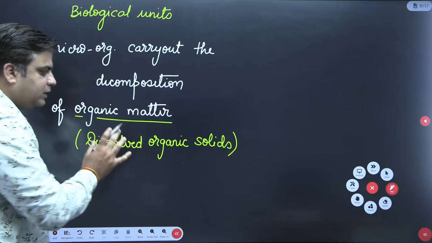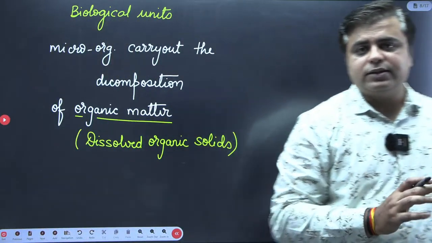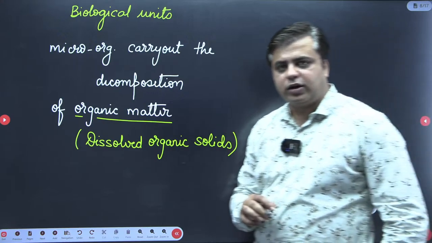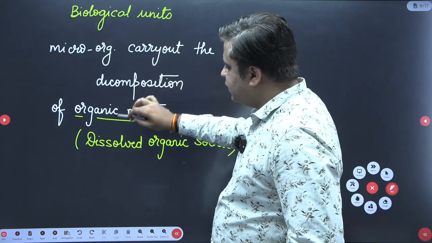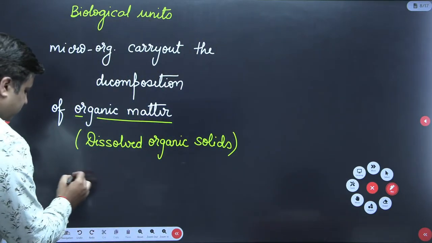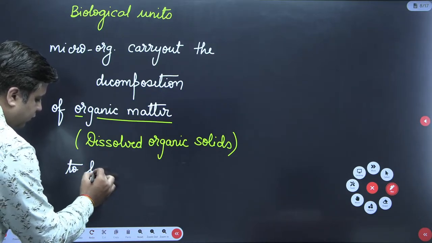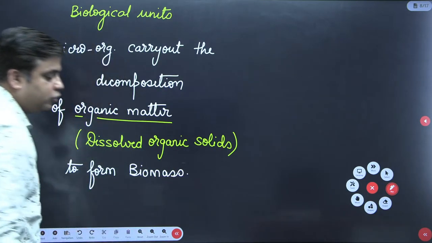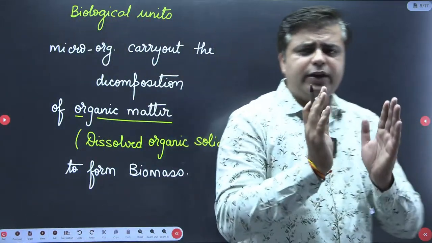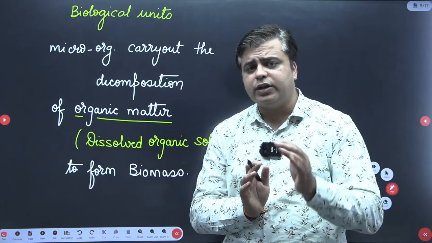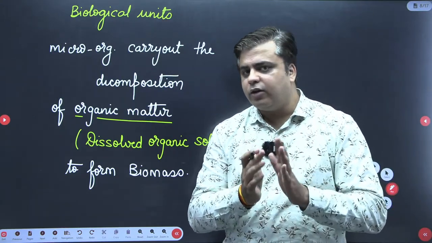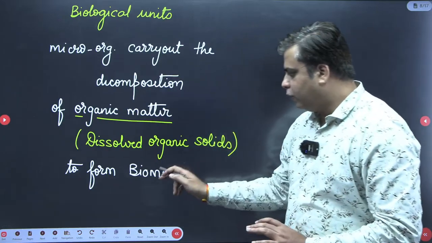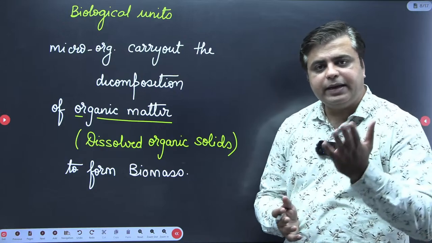Okay, so this is what is happening inside the biological treatment unit. Microorganisms are carrying out the decomposition of the organic matter, and this organic matter is nothing but your dissolved organic solids. These microorganisms carry out the decomposition of organic matter to form biomass. Biomass is the decomposed organic matter. Okay. I am dealing with everything in a very basic way so that you don't have any confusion when we see the concept. In simple words, microorganisms carry out the decomposition of organic matter to form biomass. What is biomass? Biomass is the decomposed organic matter.